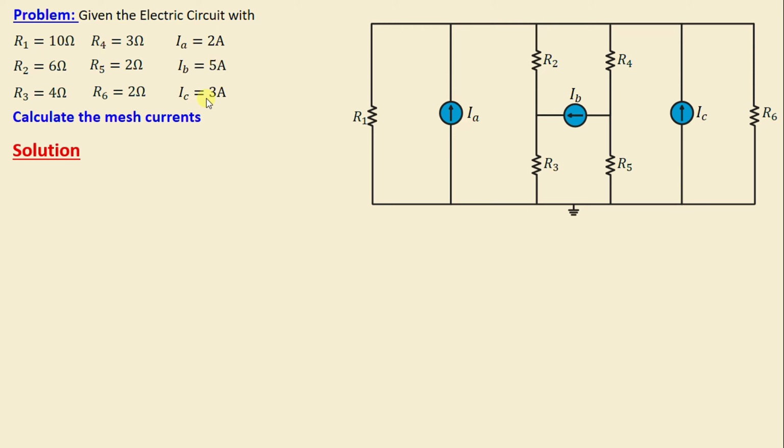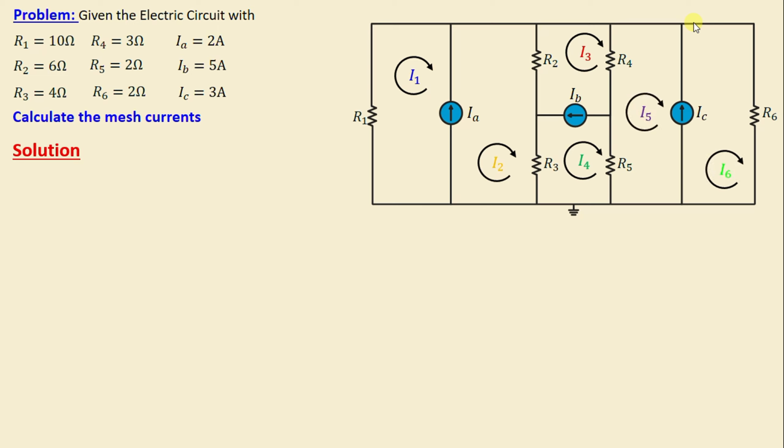First, let's begin by defining the number of meshes in this network. It's evident that there are 6 meshes. This is mesh number 1, mesh number 2, mesh number 3, mesh number 4, mesh number 5, and mesh number 6. Now let's proceed to assign the mesh currents in this network, and I will consider I1 is the current in mesh 1, I2 is the current in mesh 2, I3 is the current in mesh 3, I4 is the current in mesh 4, I5 is the current in mesh 5, and I6 is the current in mesh 6.